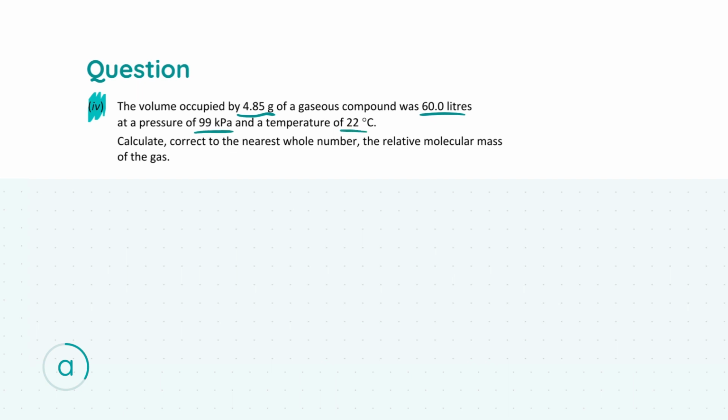So right out the gate, a lot of information is being thrown at us. We're being told some mass, some volume, a pressure, a temperature. It's a lot. And what we're actually being asked to do is to calculate, correct to the nearest whole number, so that's an important thing to note, you want to be rounding at the end, the relative molecular mass of the gas. That's what we're trying to find at the very end of this.